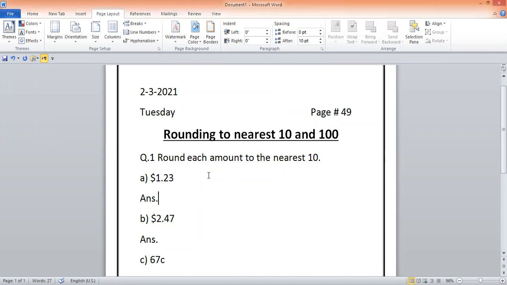Now tell me the answer of question number 1A, $1.23. When you round off $1.23 to the nearest 10, what will be the answer? It's very easy. You have to round off to the nearest 10 cents. So forget about the dollar, whether it is $1, $2, $4. After the point, there are cents. So just care about the cents.